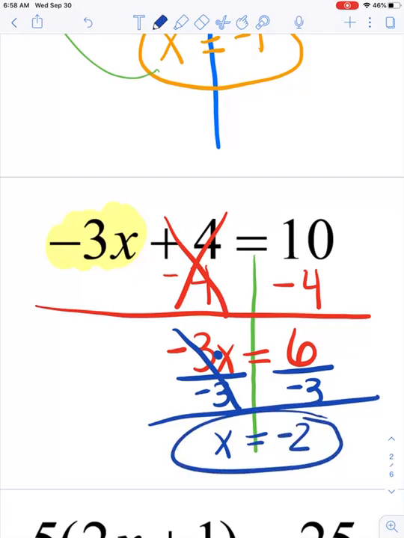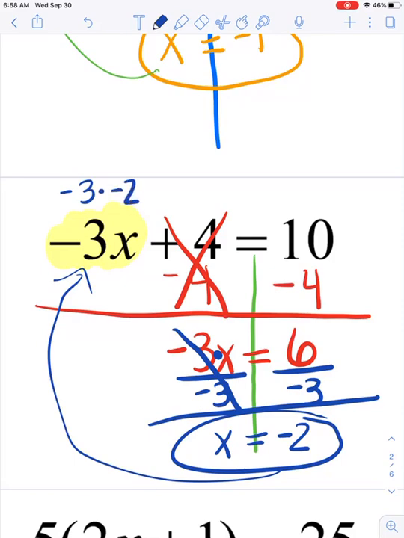Again, you could plug that back in to make sure it works out. If I do that real quick, that's probably good practice. I get negative 3 times x, which is negative 2, plus 4 is equal to 10. So if I check, negative 3 times negative 2 is 6, plus 4. 6 plus 4 is 10. So I did it correctly.